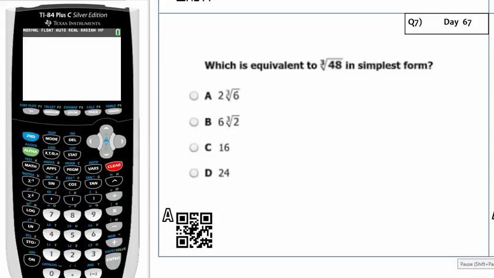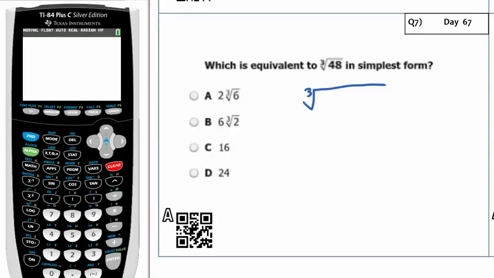All right, so for this one, question 7, we're going to look for the number that's equivalent to the cube root of 48 in simplest form. So what we need to do is take the cube root of 48, and I need to break it down into two factors where one is a perfect cube, not a perfect square.